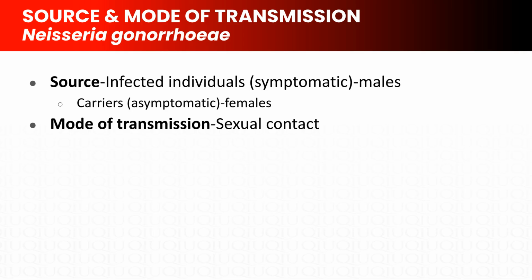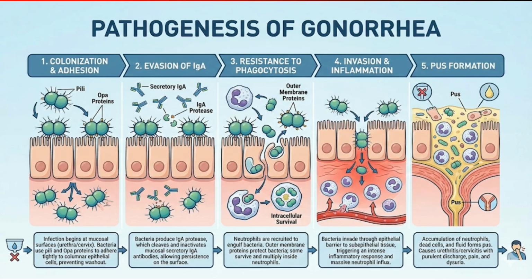The bacteria require direct contact with mucosal surfaces to establish infection. Gonorrhea can also be transmitted from an infected mother to her newborn during passage through the birth canal, causing ophthalmia neonatorum, a serious eye infection we'll discuss later. Let's walk through the step-by-step pathogenesis of gonococcal infection.